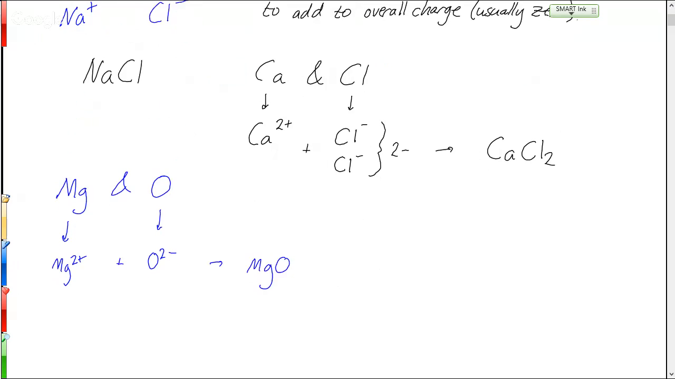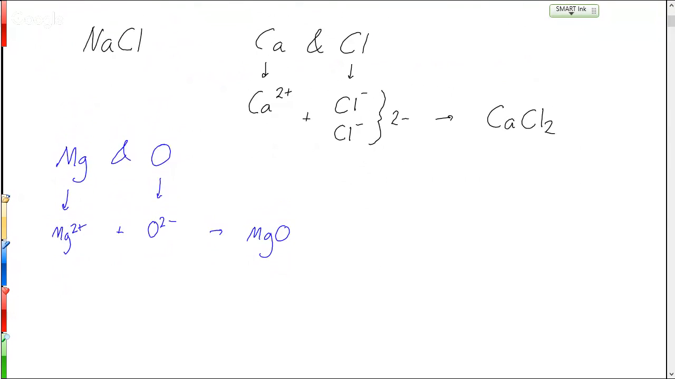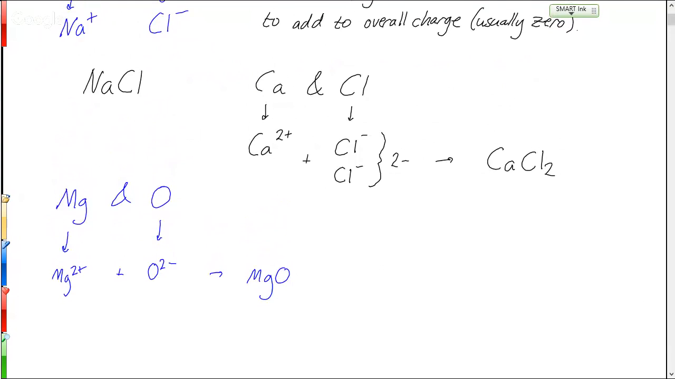All right. You're figuring out the charges, the charges we're getting from the periodic table. Right. So the first column are always +1. Okay. Second column are always +2.